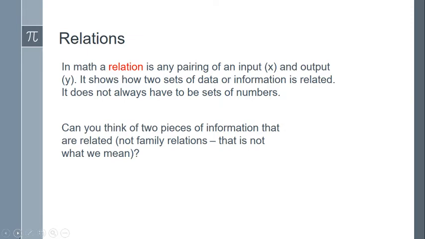So for example, I could have a relationship between the students in my class and their grade. There's a relationship there. You have a student, they have a grade. We can also have a relation between a student name and their hair color. So a student has a hair color. So it doesn't always have to be math, but oftentimes, of course, it is. Another example might be the relationship between the radius of a circle and the circumference of the circle.